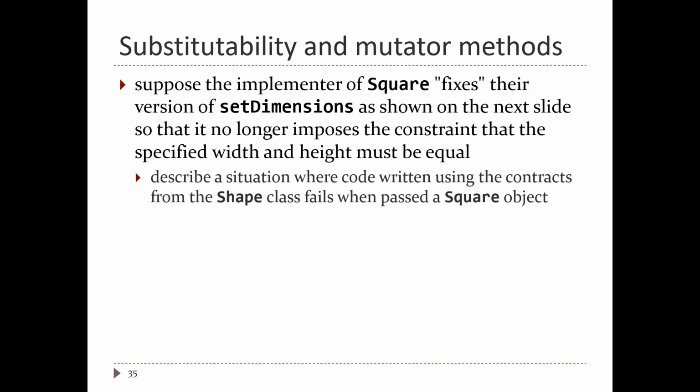We've already seen an example of an overridden mutator method that fails to satisfy the contracts that it inherited from the superclass. That would be the square class, where the set dimensions method throws an exception if the width is not equal to the height. Another example of the set dimensions method in square would be if the implementer tries to fix their method so that it no longer imposes the constraint that the specified width and height must be equal in the following way.